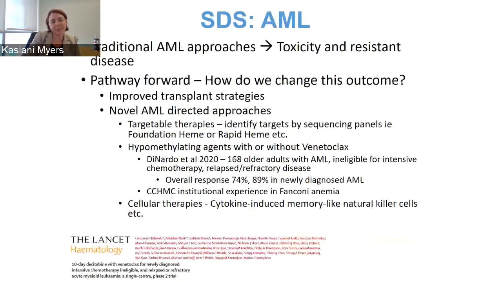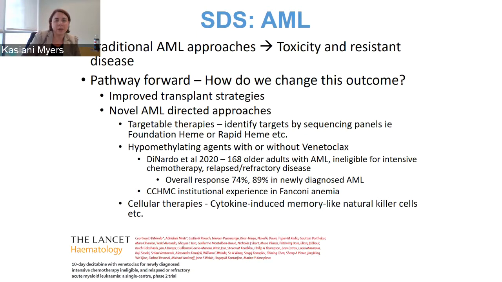Another area in which we have room for improvement is our approach to AML in Shwachman-Diamond syndrome. Traditional high-intensity chemotherapy approaches have really just met with high toxicity and, despite that, resistant disease. So we really need to think of a way to change our approach. One of these ways is improved transplant strategies, which I'll discuss, but we also need novel AML-directed approaches to address the disease prior to sending the patient to transplant. The field of leukemia therapy has really evolved over time and become more targeted, with less cytotoxic approaches being more common. So targetable therapies could be considered if targets are identified by sequencing panels, for example, a JAK2 mutation and the use of ruxolitinib.